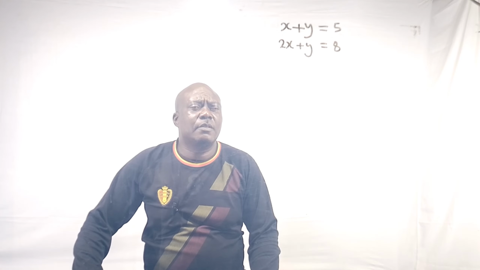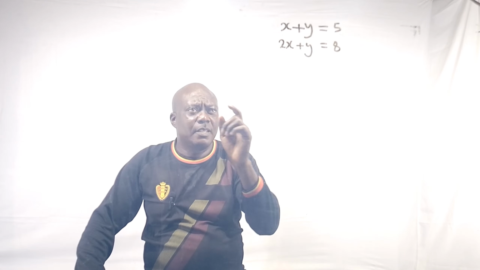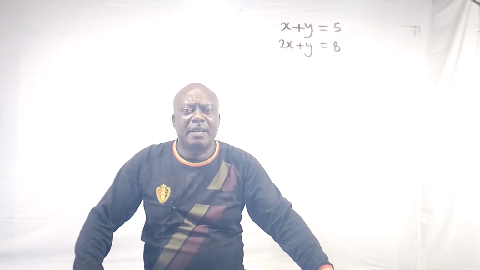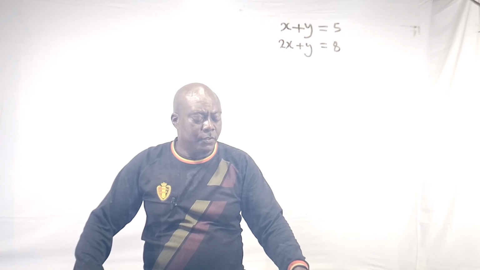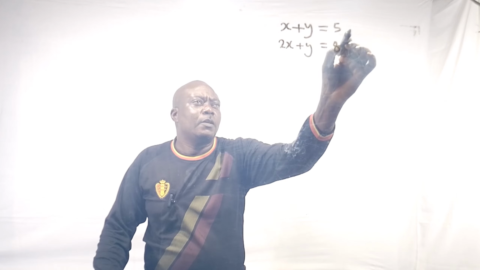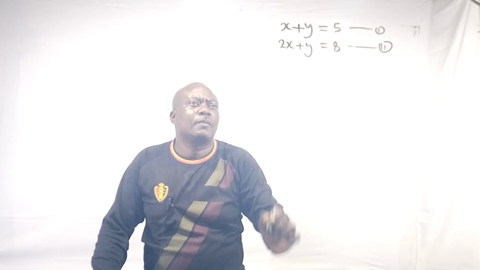Let us also solve this pair of simultaneous equations. In this case, because this question will easily be solved by the method of elimination, but let us try substitution and see what will happen. So we call this one equation 1, the second one equation 2.